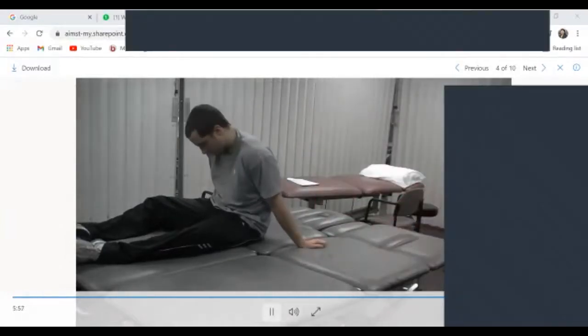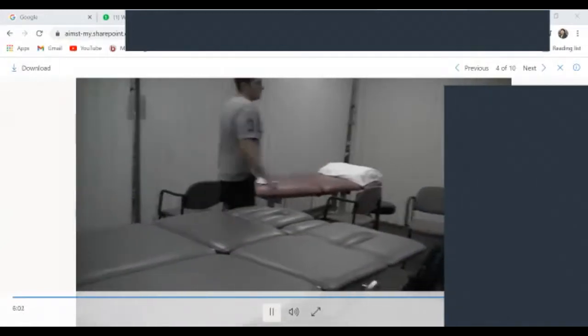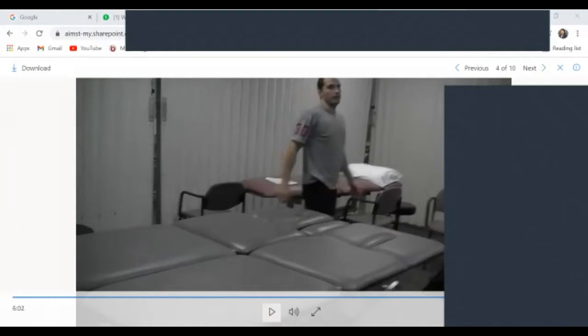Okay, so this is how a spinal cord injury patient who will not be able to move his limbs will be able to do it.